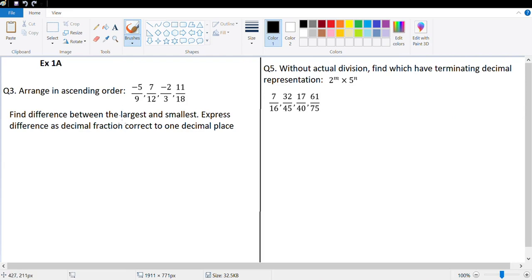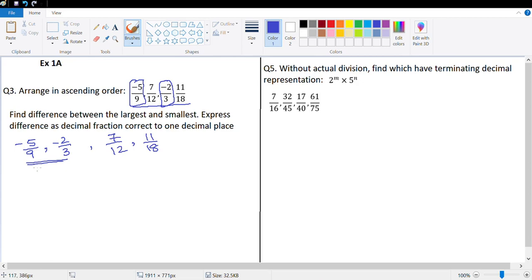Find the difference between the largest and the smallest. So let's first put them in ascending order. I know negative numbers would be the smallest. So let's take out the negative numbers separately, and the positive numbers separately. We need to figure out between these two positive numbers which one is bigger, and between these two negative numbers which one is smaller.